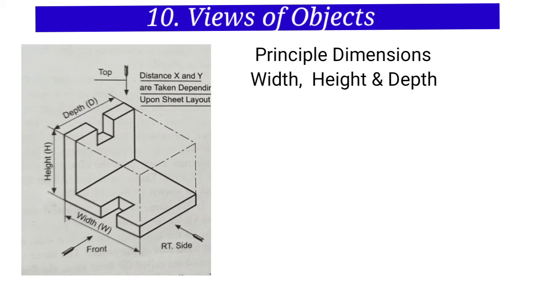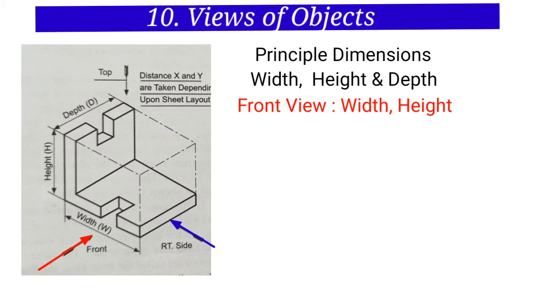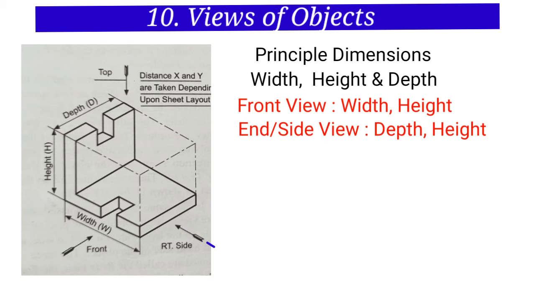The front view shows only the width and height of the object. The end or side view shows the height and depth, and the top view shows the width and depth. No single orthographic view can show more than two of the three principal dimensions in their true sizes.